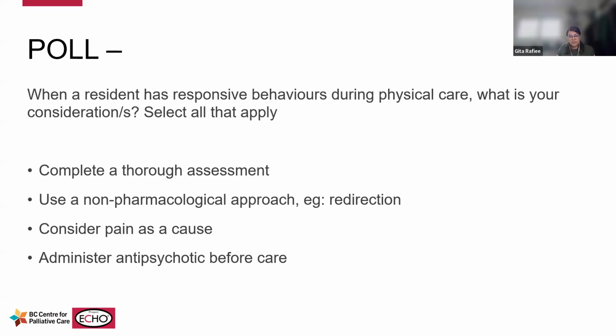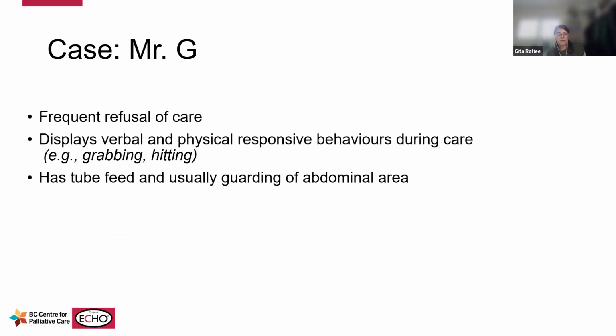So key considerations would include completing a thorough assessment, as you all said, and using non-pharmacological approaches like redirection. It's very important to consider pain as a possible underlying cause. So generally, as we all know, we don't want to jump to antipsychotics right away. This ties back to understanding behavior as communication, often with an unmet need behind it. Thank you for that. We will explore this topic more later in a future slide.